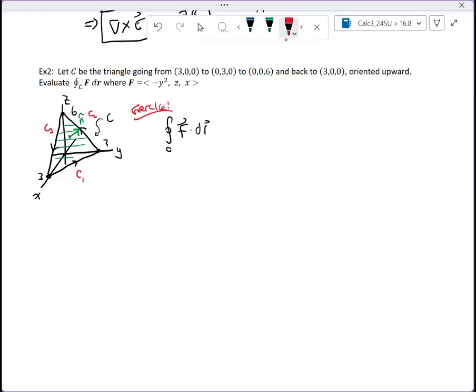And just as an aside, for C1, the line integral should be 9. For C2, it should be -9, and for C3, you should get -9. So those should be the values of those three line integrals. So when we add them all together, we should end up with a sum of -9.